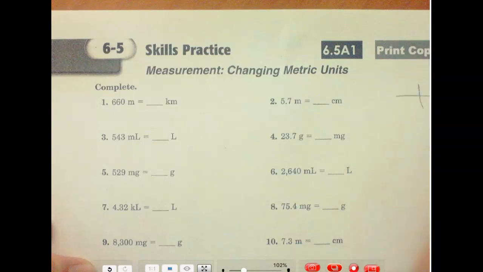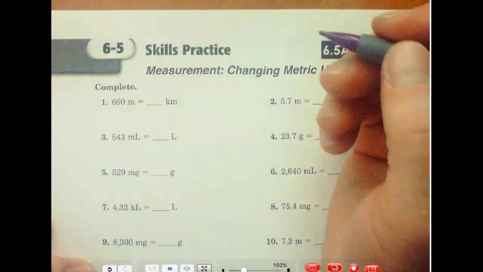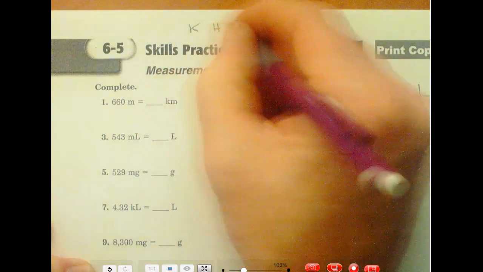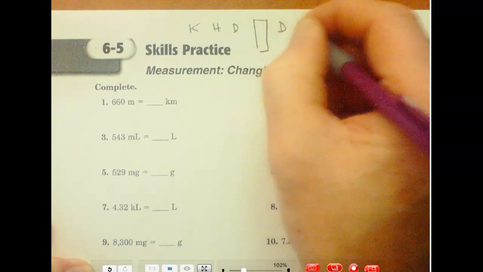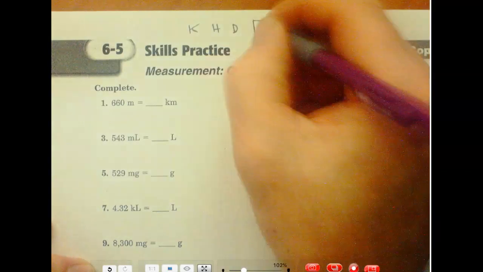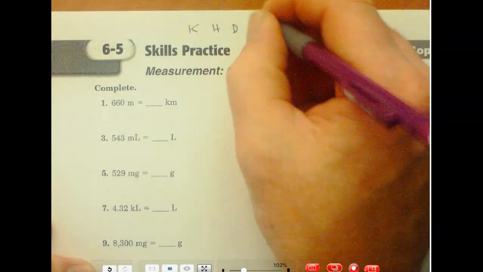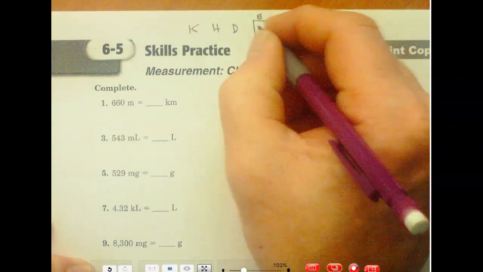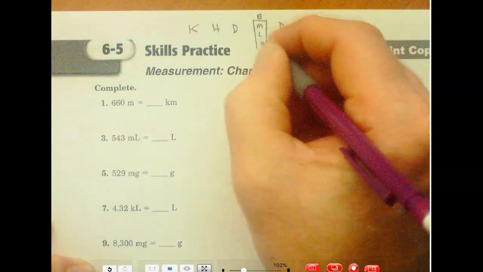The sixth grade science teachers also work with this unit, and to be consistent, they're using King Henry died, base unit, drinking chocolate milk. That's the little phrase that they use. King Henry died, base units, and the base units, you can call it a B if you want. King Henry died by drinking chocolate milk. I just say King Henry died drinking chocolate milk, and the base units are meter, liter, and gram.